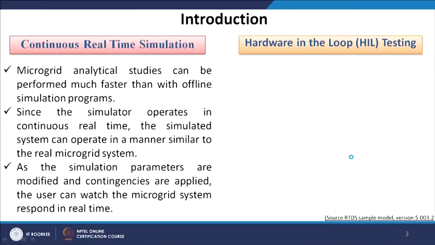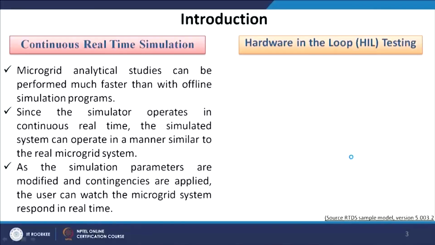Now, what is continuous real time simulation? Microgrid analytical studies can be performed much faster than with an offline simulation program. So, if you go for continuous real time simulation, then the simulation could be made faster. Since the simulator operates in continuous real time, the simulated system can operate in a manner similar to the real microgrid system. By making your simulation on a real time simulation platform, we can perhaps mimic the situation in real time.